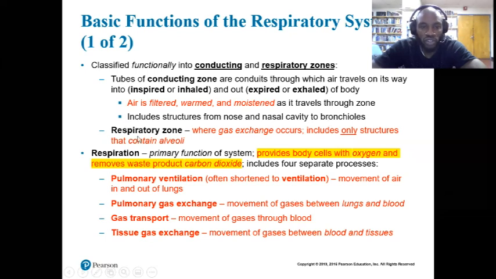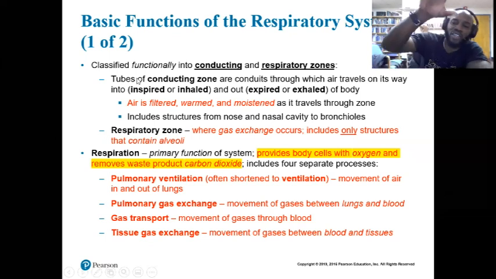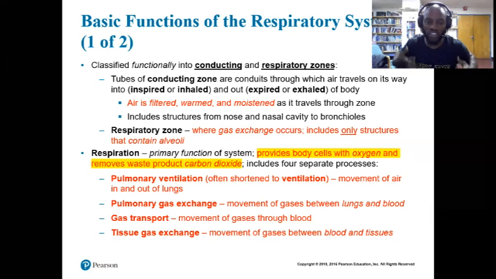Your respiratory zone is where gas exchange occurs, right? It includes only structures that contain the alveoli. So the conducting zone is basically air being filtered, warmed, and moistened, traveling down to the respiratory zone. Once it gets into the respiratory zone, it's already been filtered, warmed, and moistened. Now you just have movement of oxygen from the air you breathe in to the blood, and movement of carbon dioxide from your blood into your lungs. That's your respiratory zone.